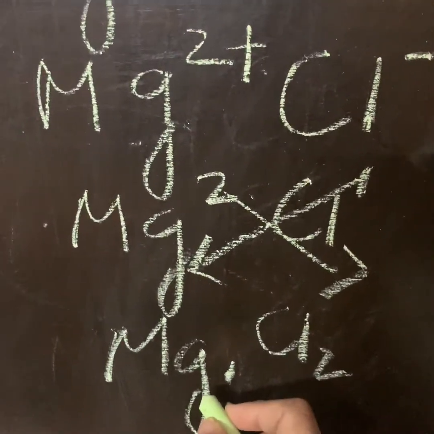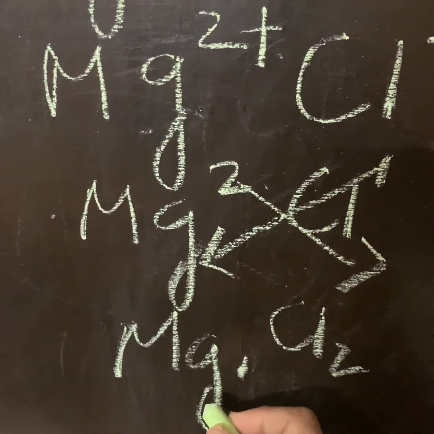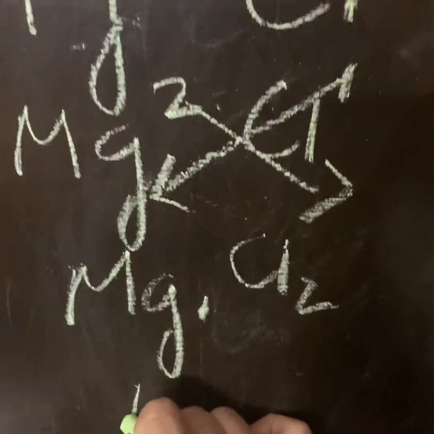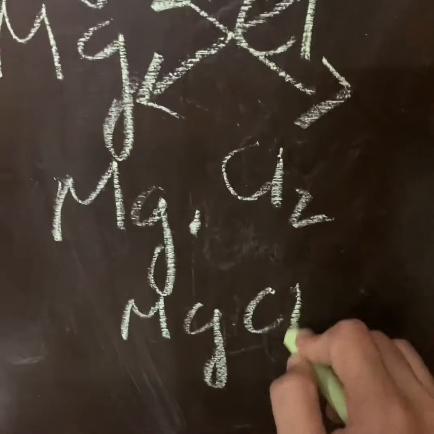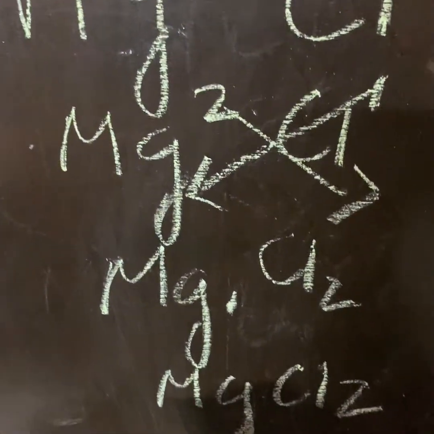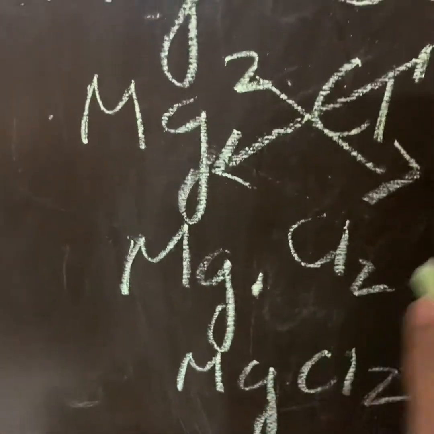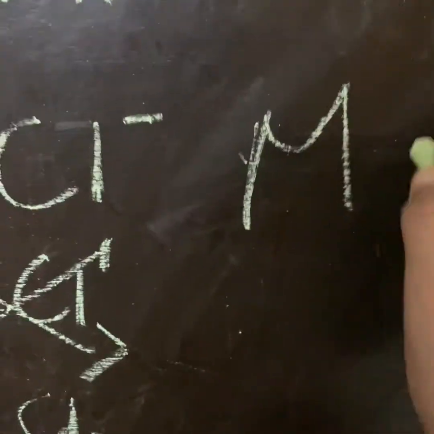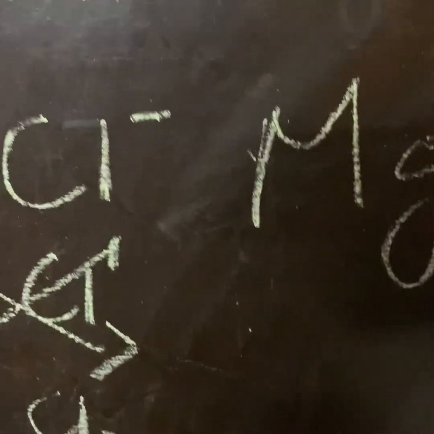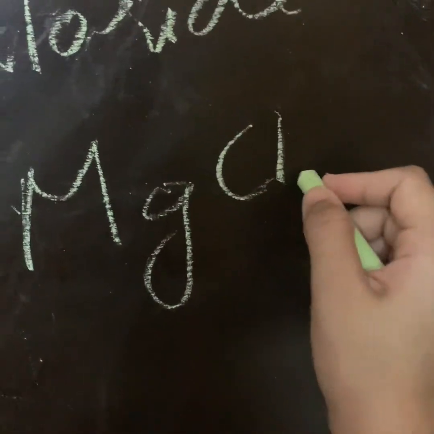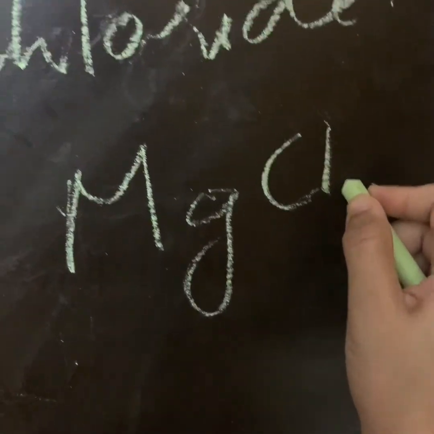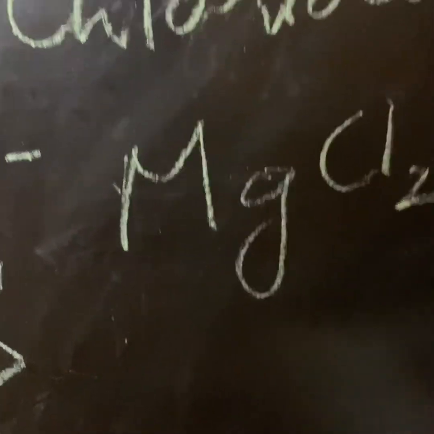There is no need to write 1 in the subscript of magnesium. It becomes MgCl2. So the chemical formula of magnesium chloride is MgCl2, and 2 is written as a subscript.